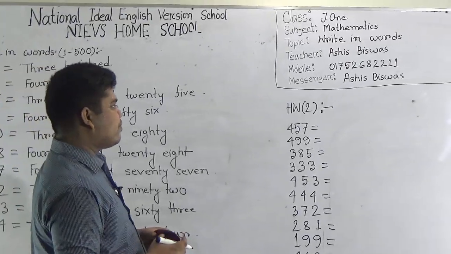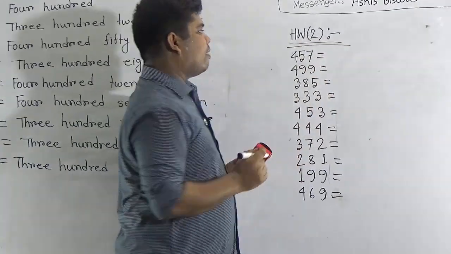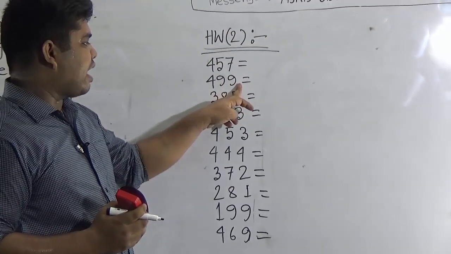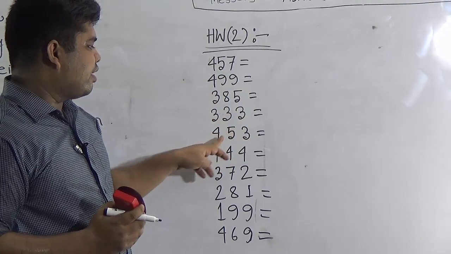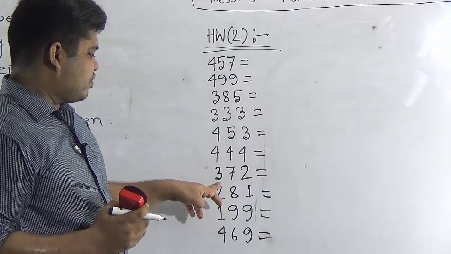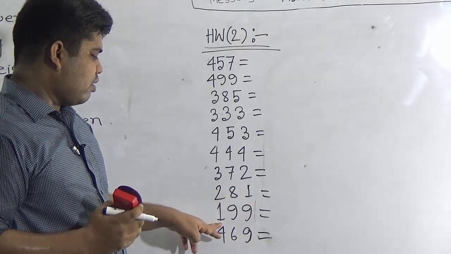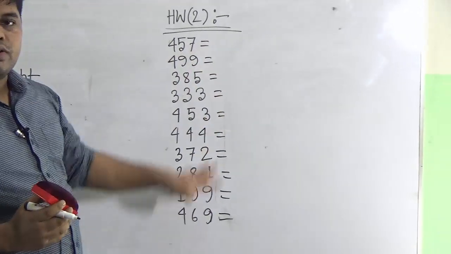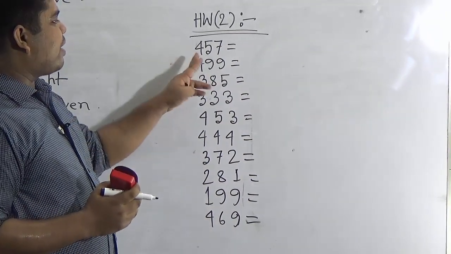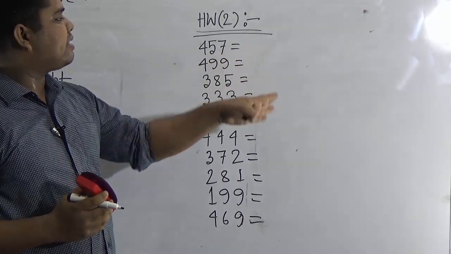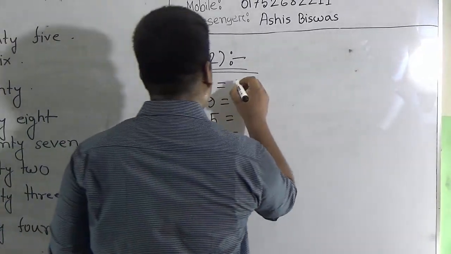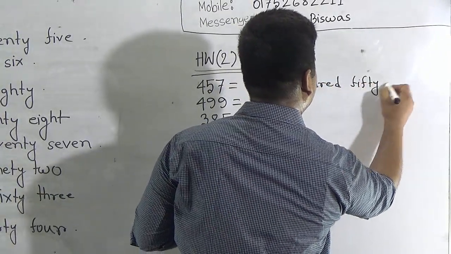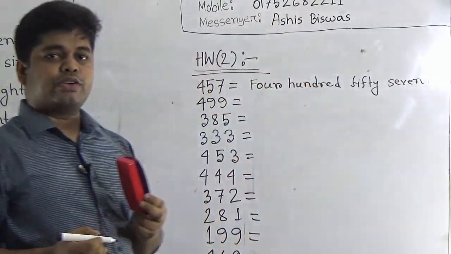Okay, we shall go to our SW today. This is our SW number 2. Here are some numbers: 457, 499, 385, 333, 453, 444, 372, 281, 199, 469. My dear students, at first you pick up this in your SW copy. At first you pick up this, just like you pick up 457, then you give an equal sign. After that you start to write. That means the first one is done for you. 457. Be careful about your handwriting, okay?